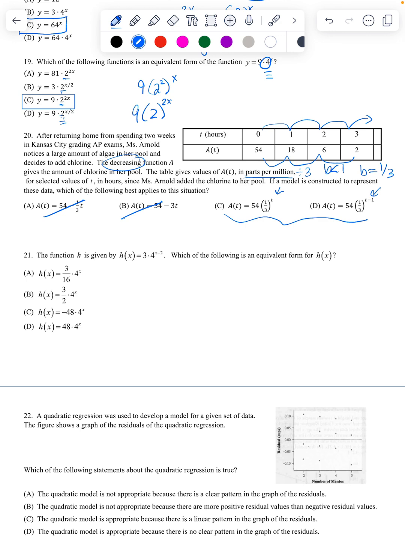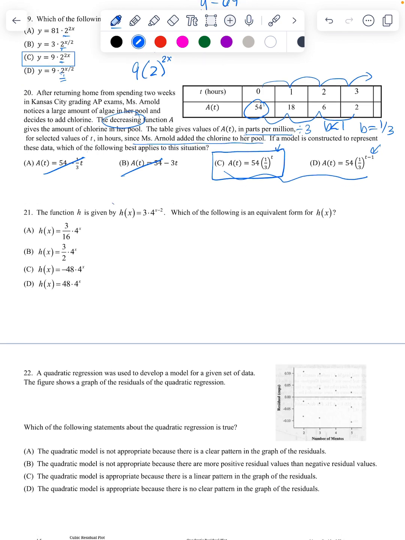You can see that we started at 54, and then we know our B value is 1/3, but it tells us the table gives values of A sub T in parts per million for selected values of T in hours since she added the chlorine to her pool. So it doesn't say anything about 1 hour later or anything like that. So we're going to go ahead and choose C because that's just going to represent the time after she added the chlorine.